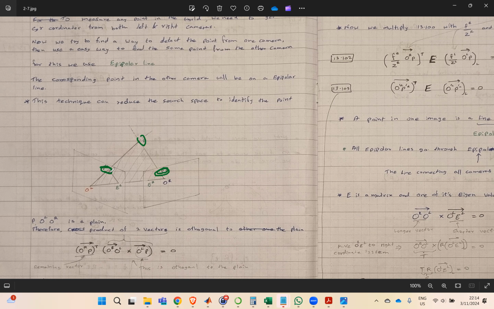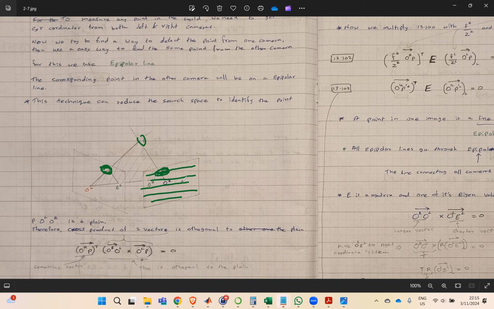To cut down the searching time, what we can do is take this patch and find the most similar ones, but it's not exactly the same one. The reason is we are looking at this point from two different angles. This is from one angle and this is from another angle. So we'll get the most similar one, but it's not exactly the same one.